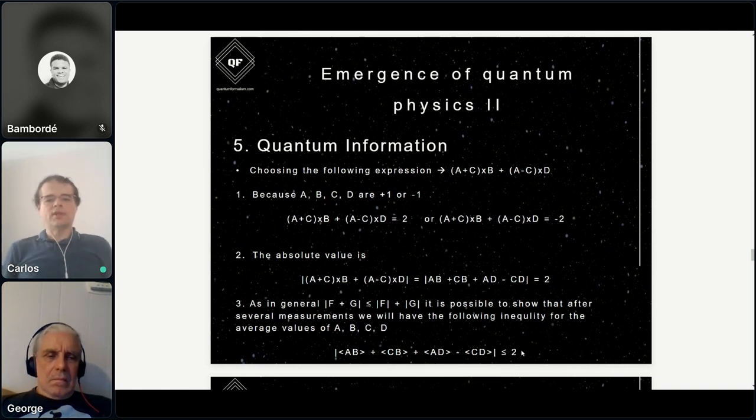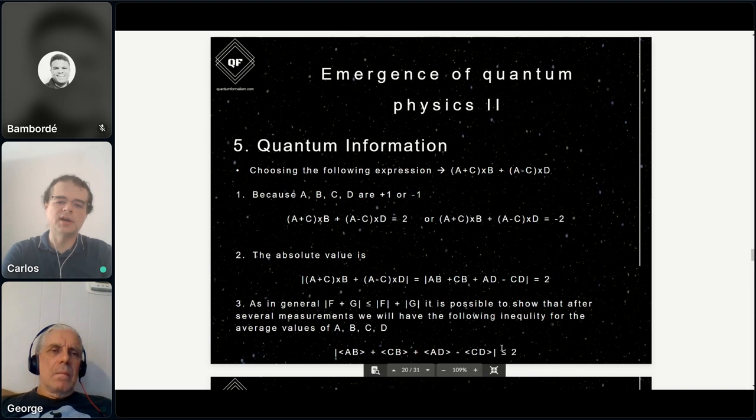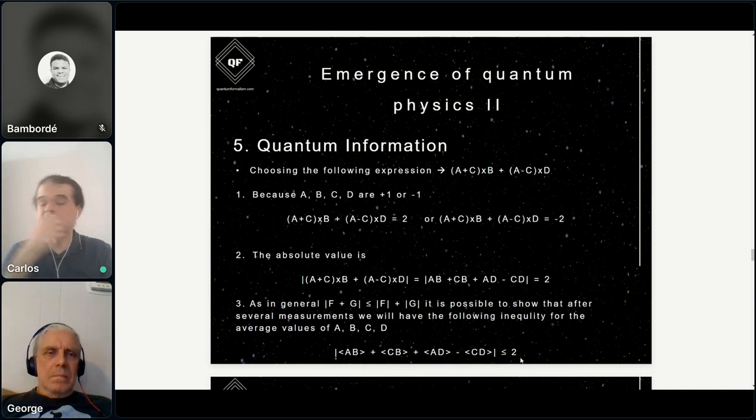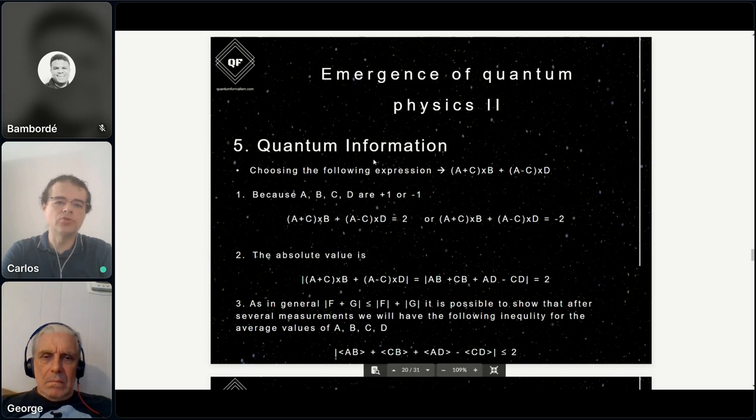So if you are able to make an experiment and test this inequality, we could say that Einstein is correct if the inequality holds, and Bohr is correct if in the end this inequality is violated. If you find something, let's say, bigger than two, the inequality is violated, and this deterministic point of view is not valid. So the Einstein view is not valid.